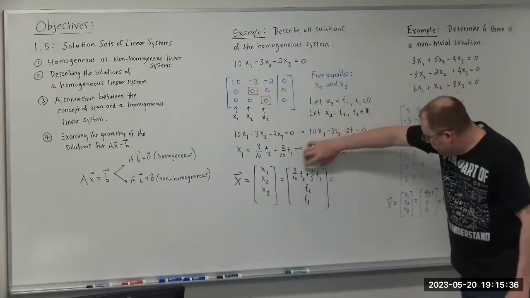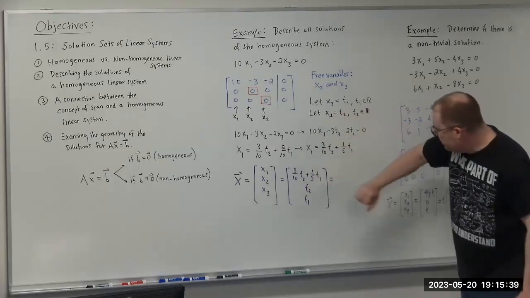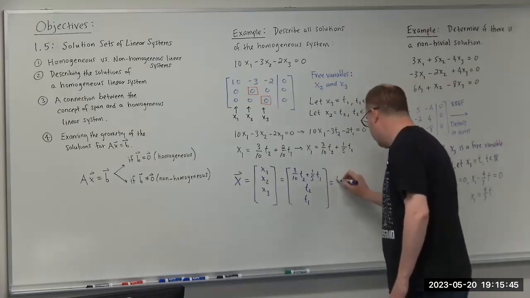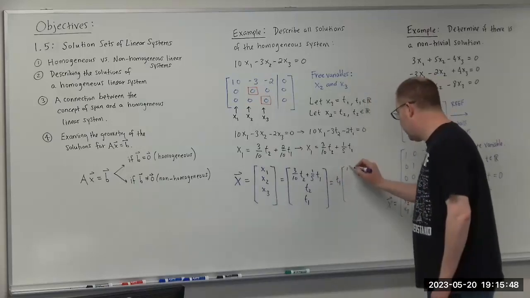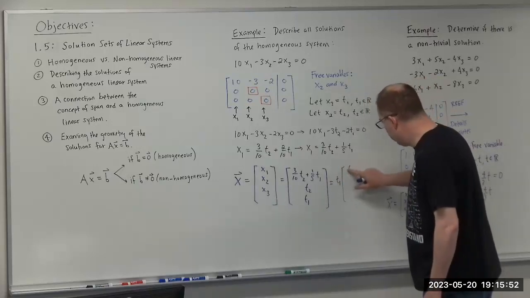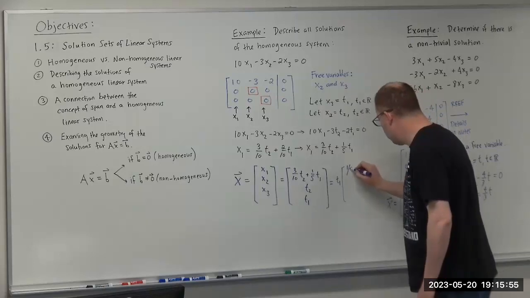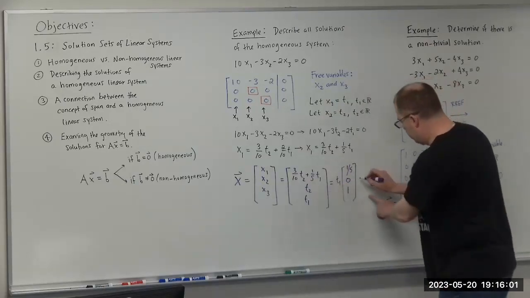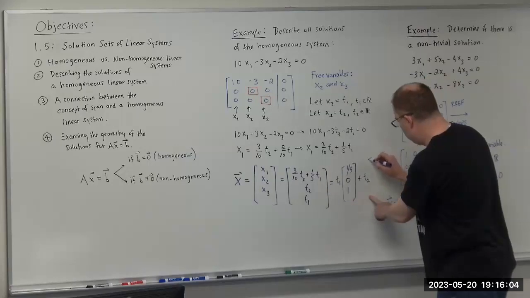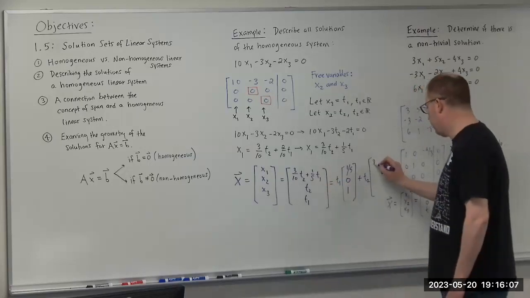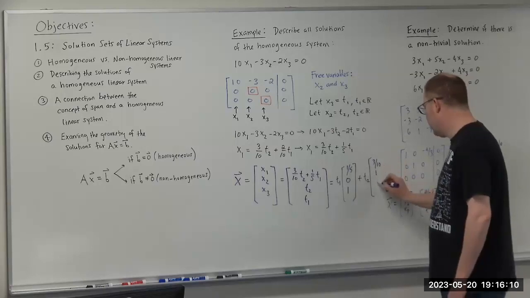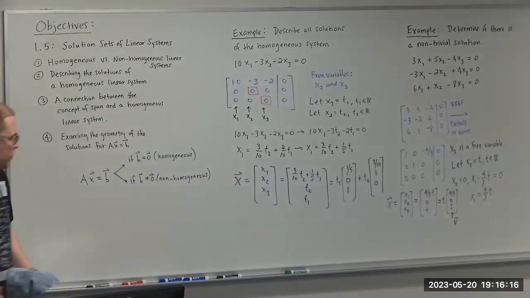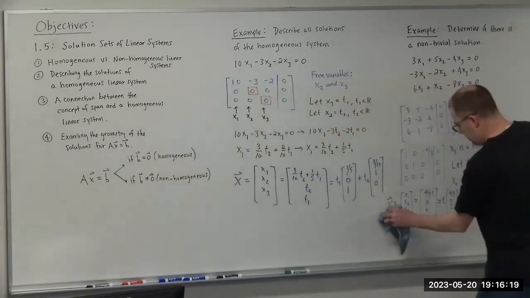Here, x2 is t2, and x3 is t1. Now, for t1 we're going to have 1/5, 0, and then 1, because there is no t1 in the x2 row. And then for t2, we're going to get 3/10, 1, and then 0.